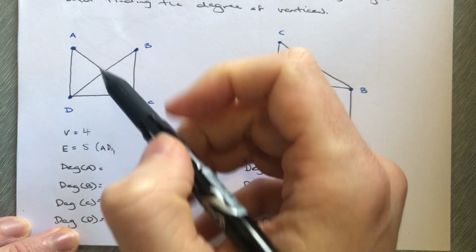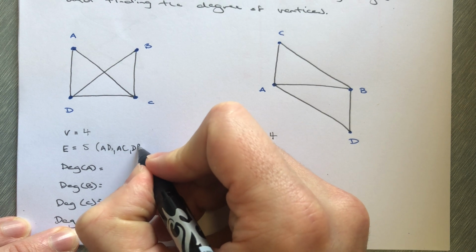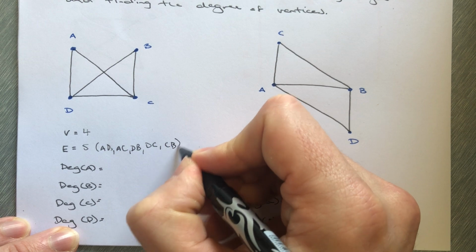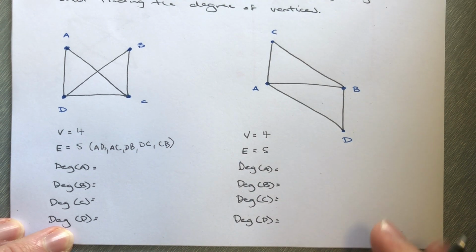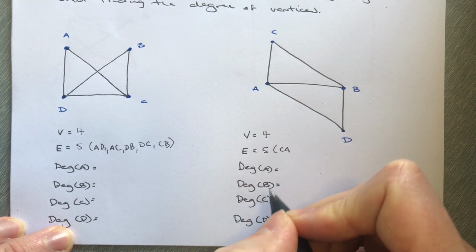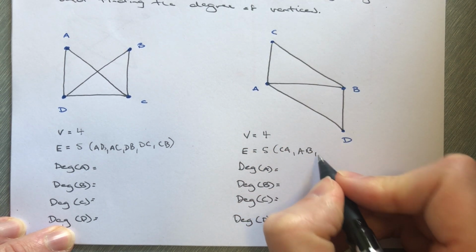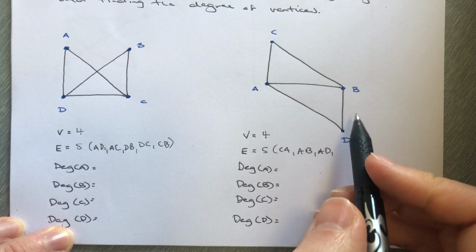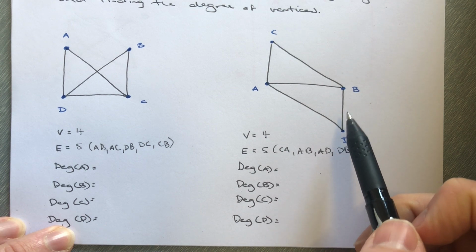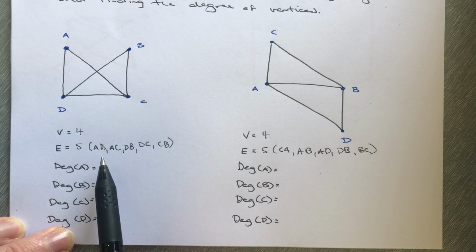Okay, so there's an AD, there's an AC, there's a DB, there's a DC, and there's a CB. There we go. So we've labelled all 5 of those ones. We can label these ones too. So this one has a CA, it has an AB, it has an AD, it has a DB, and a BC. There we go. So they've both got 5, but let's see if they're the same.